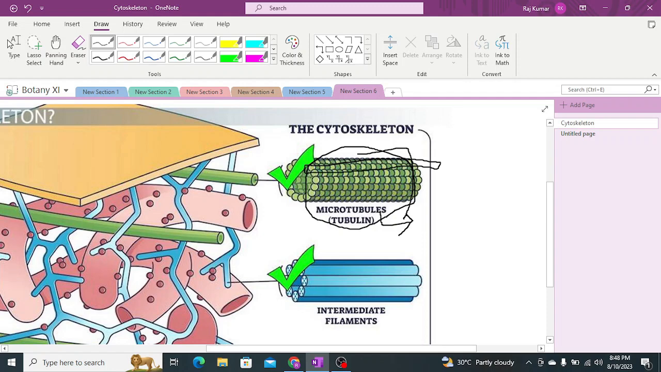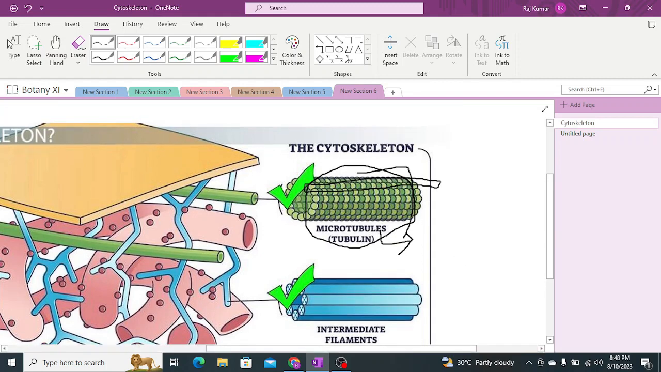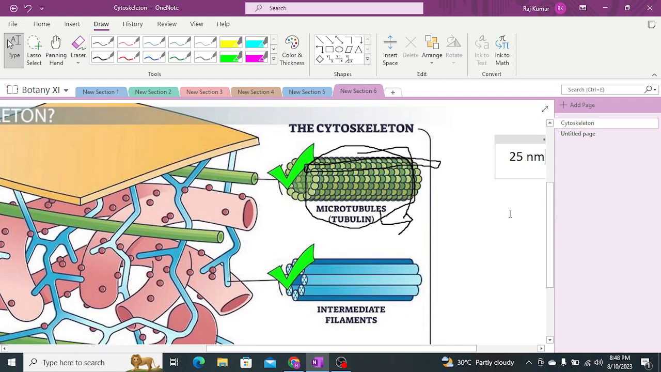Inside a single microtubule, there are around 13 columns which constitute this whole structure. Microtubules are very important. What is the diameter of this structure? The diameter of this structure is 25 nanometers. As it has a diameter of 25 nanometers, it is the thickest protein fiber present inside the cytoskeleton. What is its function?